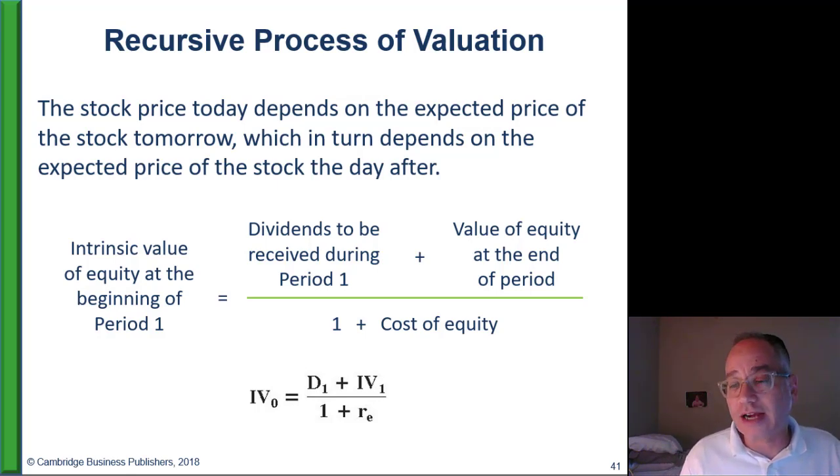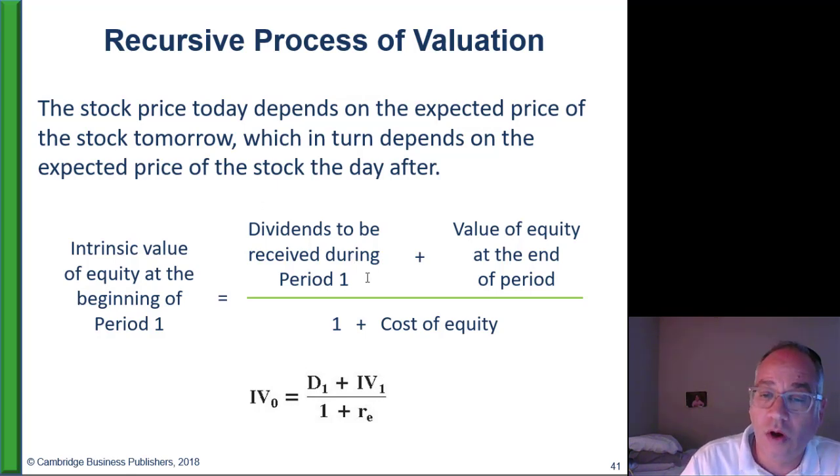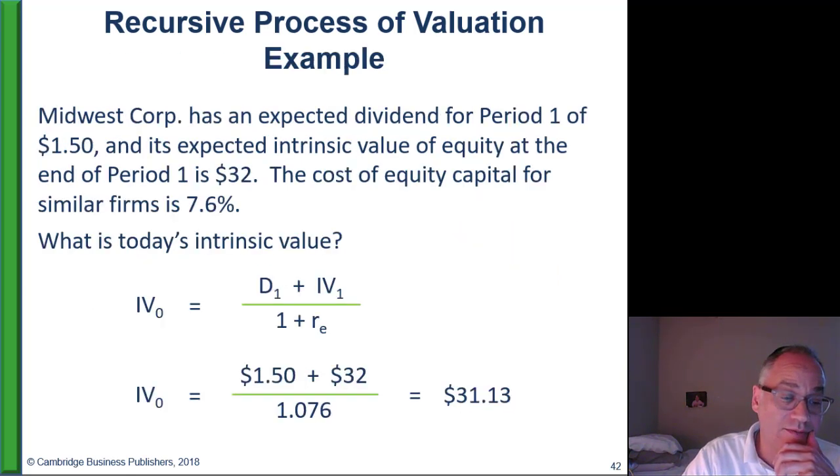And the value of the stock at some point in the future is going to be based on the future dividends from then. So the intrinsic value of equity would be equal to the dividends received during period 1, plus the stock value at the end of period 1, divided by 1 plus the cost of equity. But the stock value at the end of period 1 is going to be based on the dividends received during period 2, plus the stock value at the end of period 2, and so on and so forth.